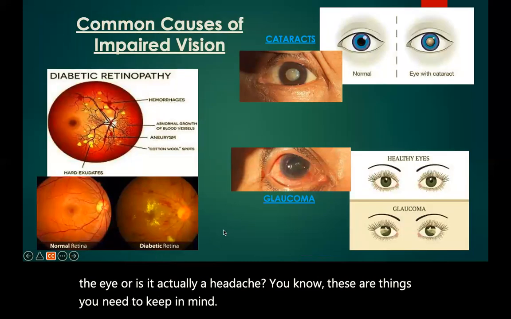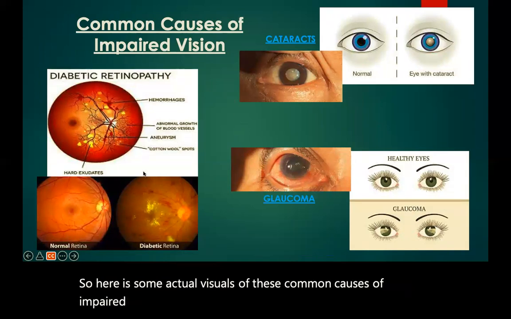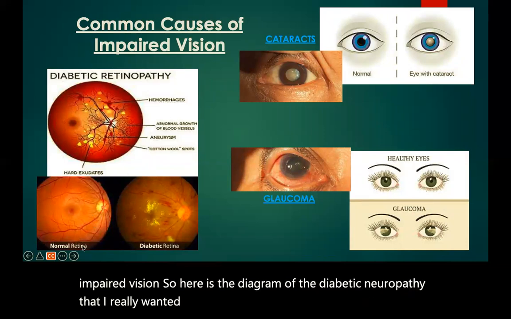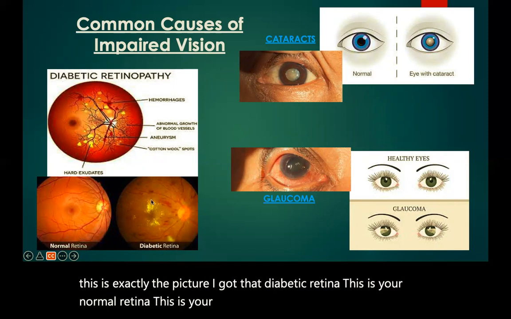Okay, so here are some actual visuals of these common causes of impaired vision. So here is the diagram of the diabetic retinopathy that I really wanted to point out to you. For instance, on the boards, this is exactly the picture I got. This is your normal retina. This is your diabetic retina. Look at the difference, okay?